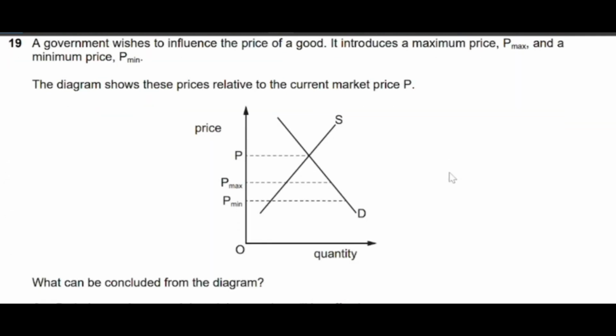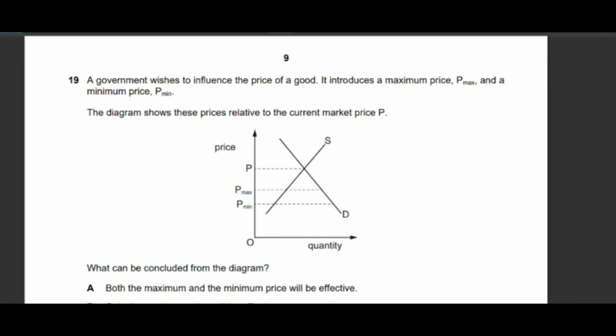Okay, so moving to question number 19. A government wishes to influence the price of a good. It introduces a maximum price P max and a minimum price P min. And the diagram shows these prices relative to the current market price P. This is the current market price, that is P. Maximum price and minimum price both are set by the government below equilibrium. We know that a minimum price below equilibrium is ineffective, so this cannot be the answer. And a maximum price below equilibrium is effective. So option B is the correct answer.